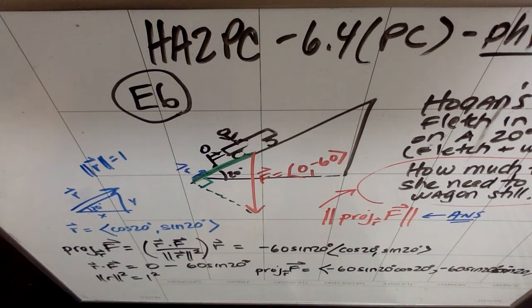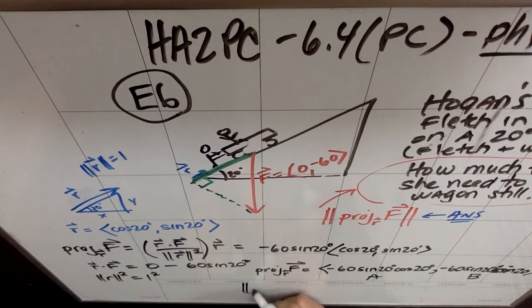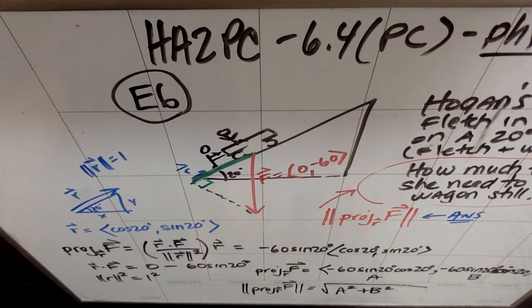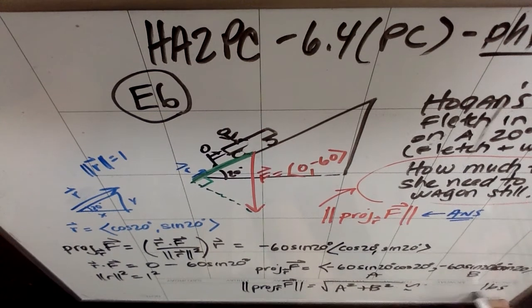Okay, so I'm going to put this in my calculator and store it as A and store it as B. That means that the magnitude of the projection of F onto the ramp, which is the part I care about, that's how hard I physically would have to push, is going to be the square root of A squared plus B squared, right? And that's going to tell me how hard I have to push in pounds, right?